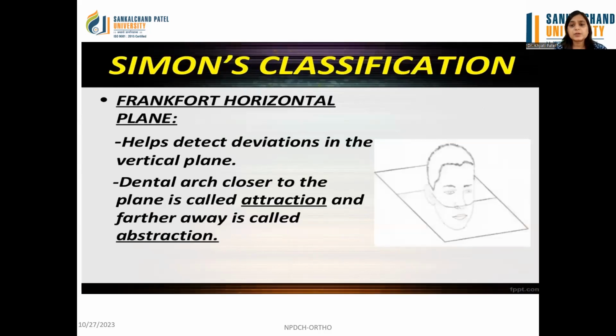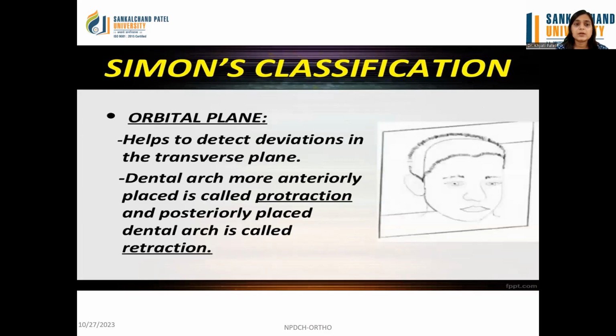When we talk about the Frankfurt horizontal plane, it helps to detect deviation in the vertical plane. You can see in the figure, if any dental arch is closer to this plane, it is called attraction, and if any arch is further away, it is called abstraction. Now, when we talk about the orbital plane, this will show us any deviation in the transverse plane. If any dental arch is more anteriorly placed, it is called protraction, and any dental arch more posteriorly placed is called retraction.